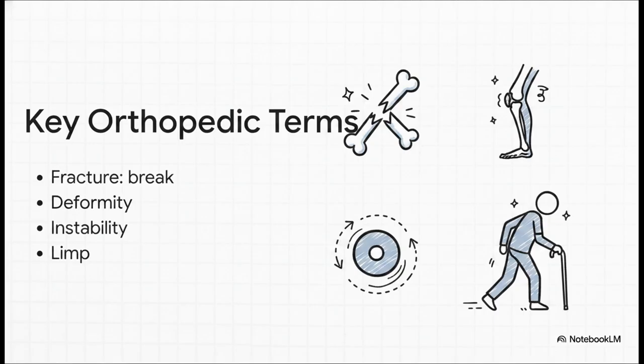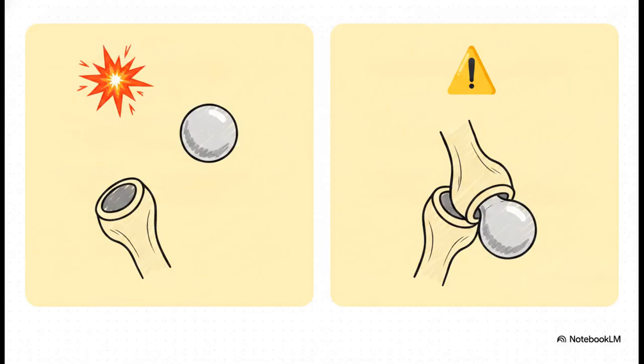And a limp is just an abnormal walking pattern, usually secondary to pain or some underlying weakness. And this brilliantly illustrates two terms that are frequently confused, but where precision is totally vital for your diagnosis: dislocation and subluxation. A dislocation means the bones in a joint are entirely out of their normal anatomical position, completely separated. A subluxation, though, that's a partial dislocation. The bones have shifted out of place, but they're actually still maintaining some partial contact.